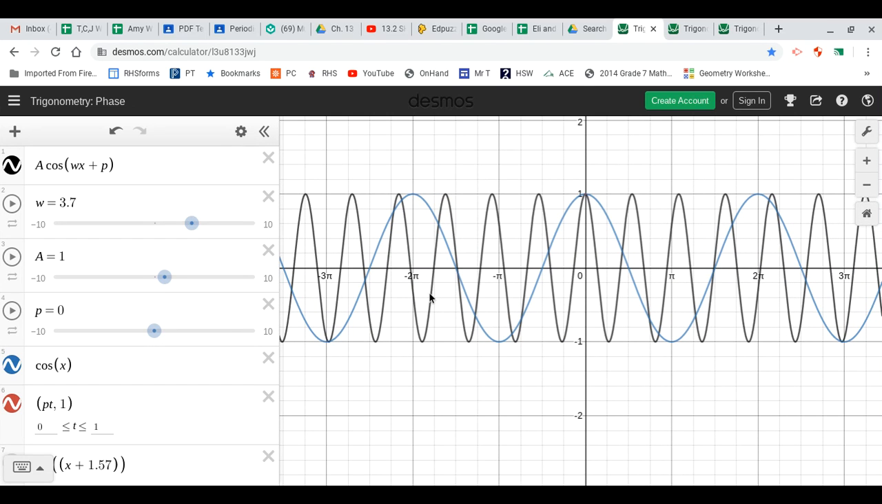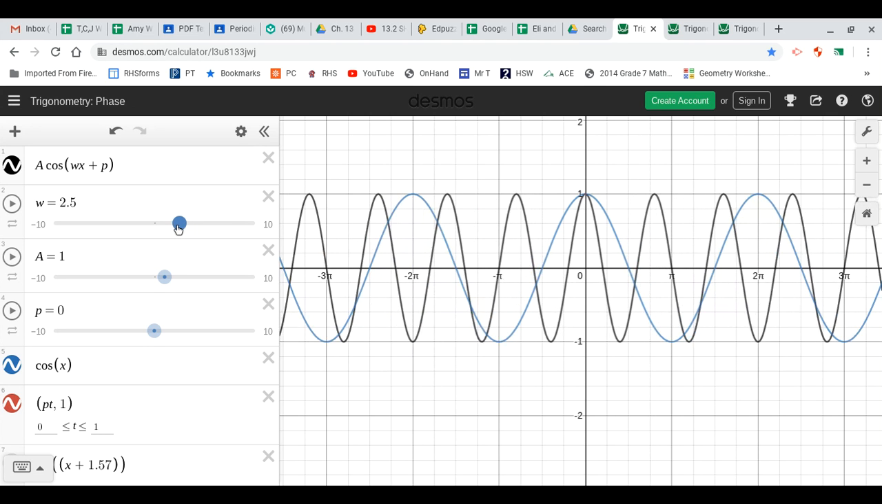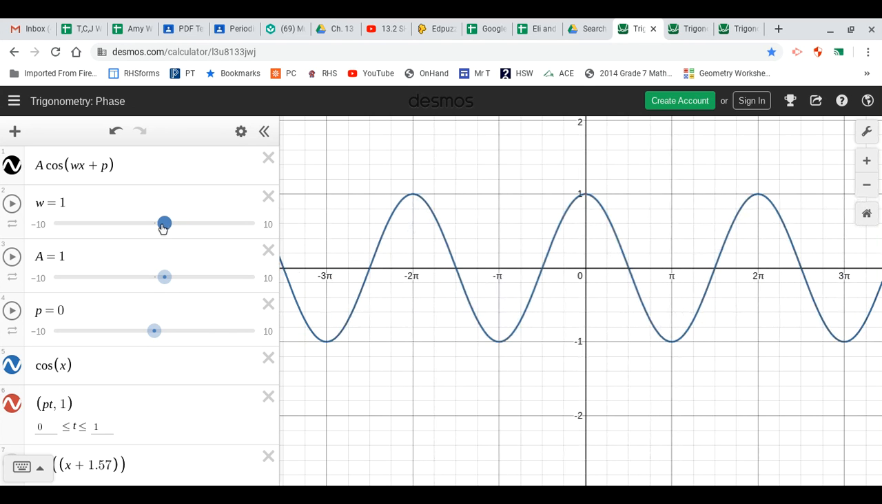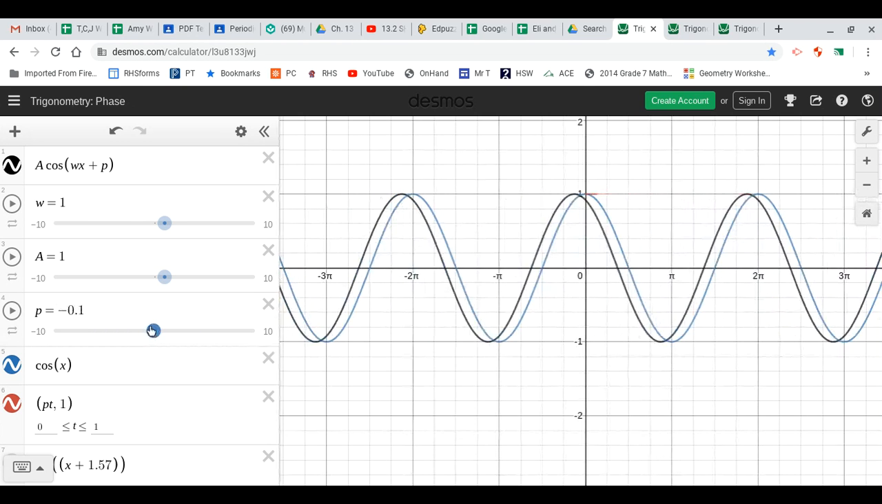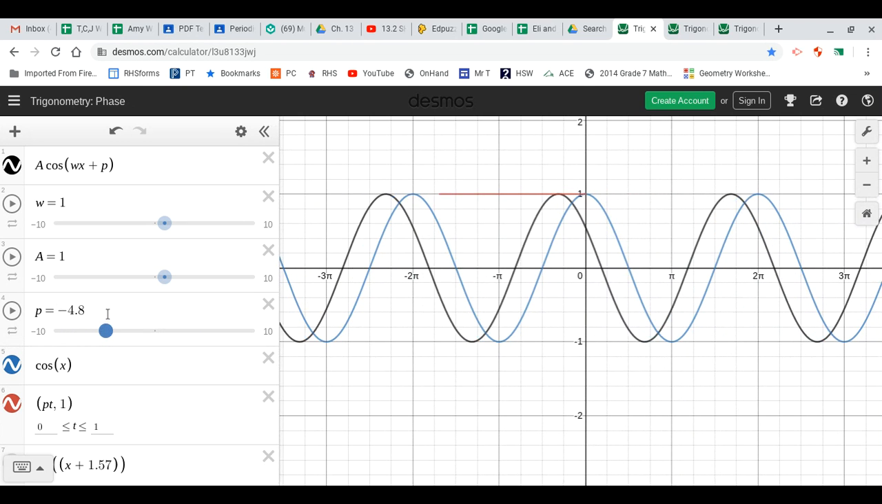So this object that might be something on a string bouncing up and down or side to side on a spring, or a string pendulum even, is going more quickly now. That's what the omega does. So let me set that back at its original value of 1. And then I have a slider for the phase shift now. So this function can be phase shifted anywhere we want for any need.